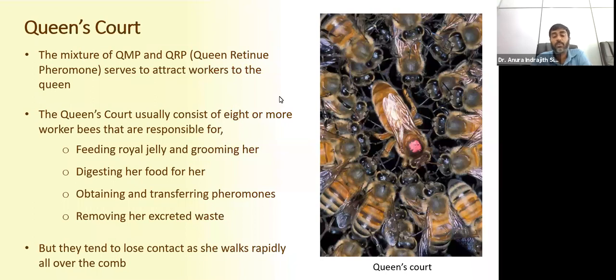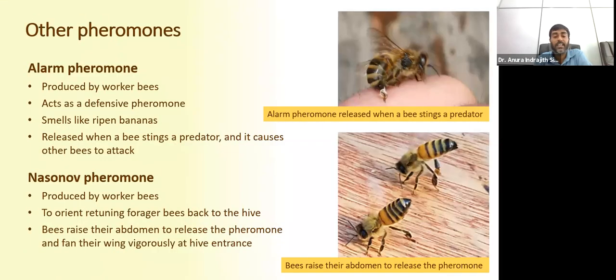Now some queen substance produced by the queen will be taken by these scout bees, and they will spread it among the members of the colony. It's not that other bees can easily reach the queen. Only the scout bees can reach her. Therefore, they will take the queen substance and spread it among the members. Likewise, this is mainly done by the mandibular pheromone.